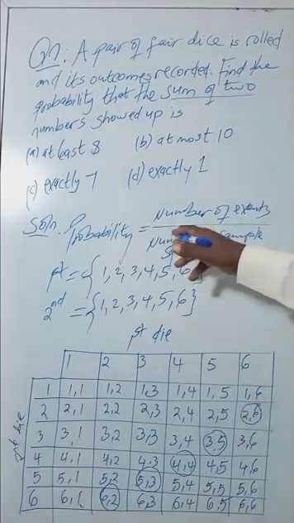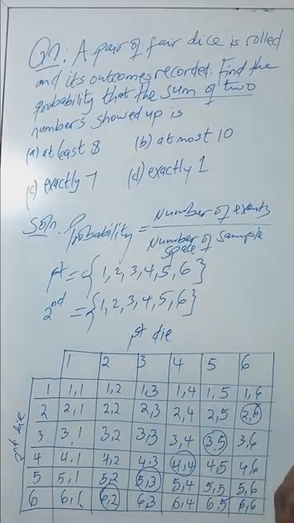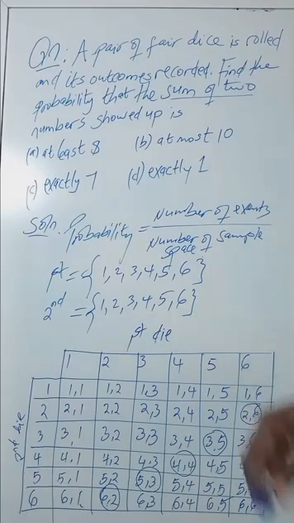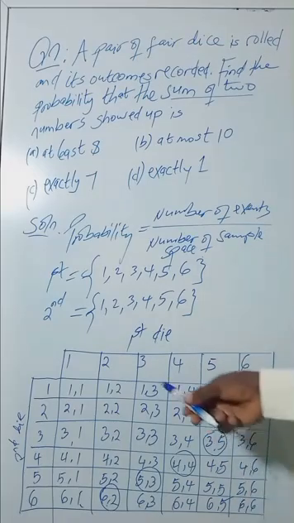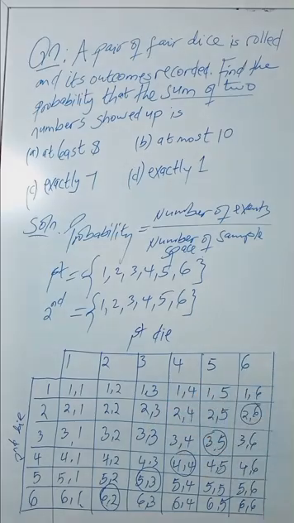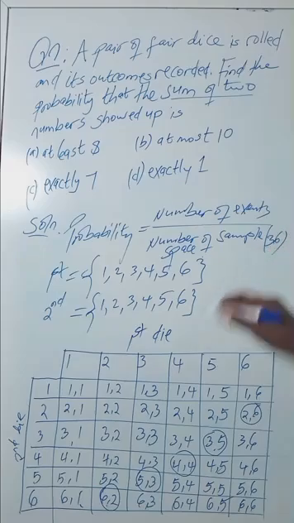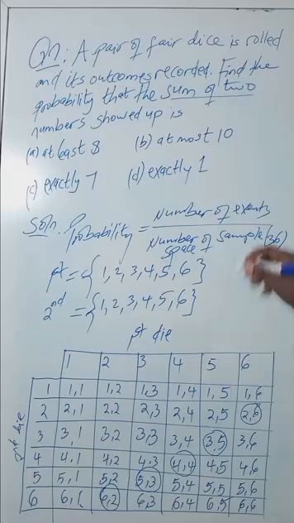The probability formula is this one: the number of events divided by the number of elements in the sample space. So according to our diagram, we counted the sample space there. In the sample space, there are 36. So now we shall be calculating the events for the others.